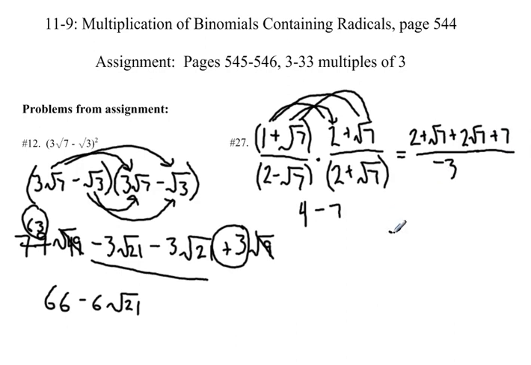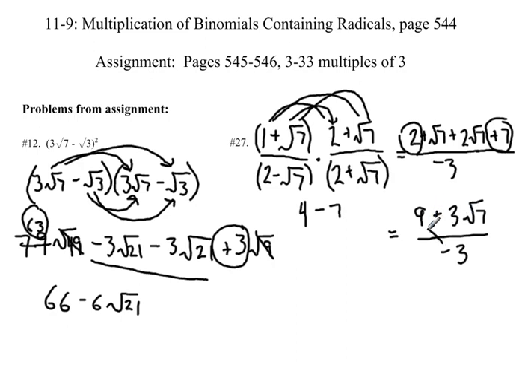So my last step is just to combine like terms. Well, it might be my last step. I don't know that yet. I'm going to do 2 plus 7 is 9. And I have 3 square root of 7 total. All right, so that wasn't my last step, because I can take negative 3 out of both of these terms.